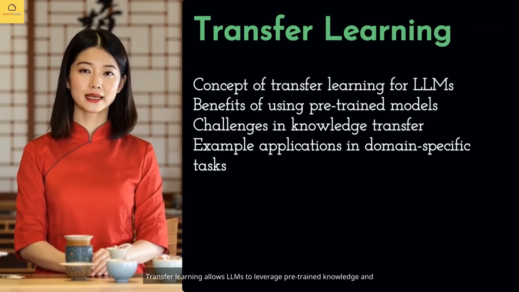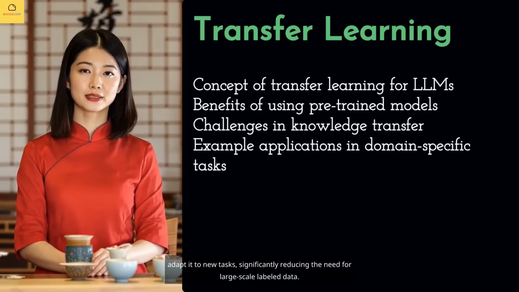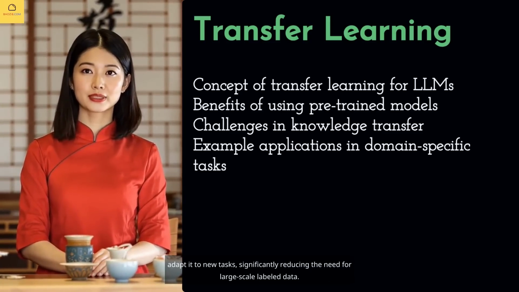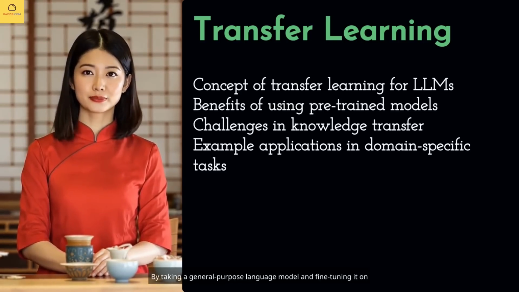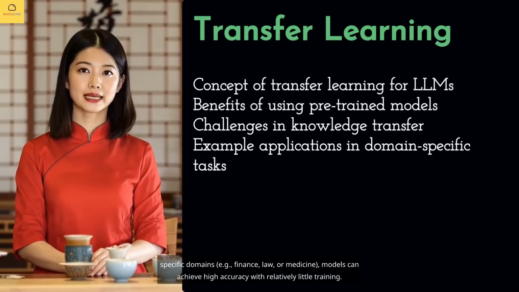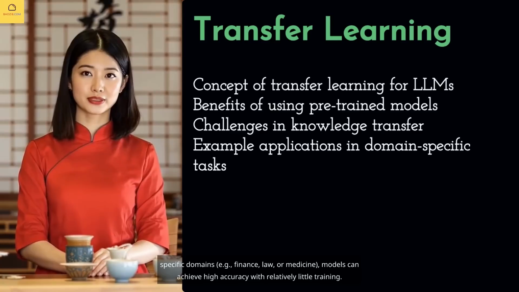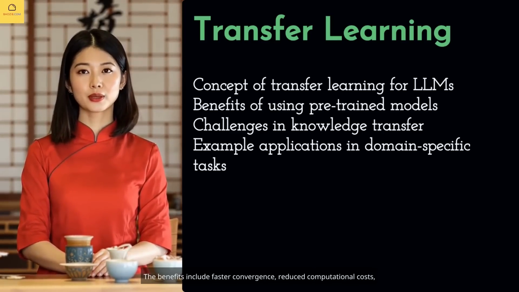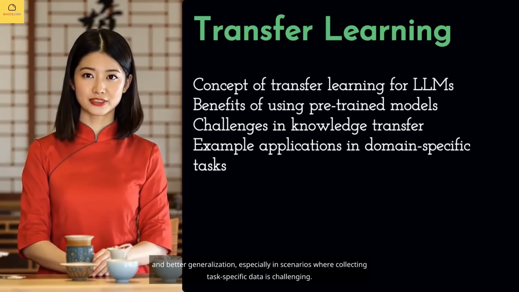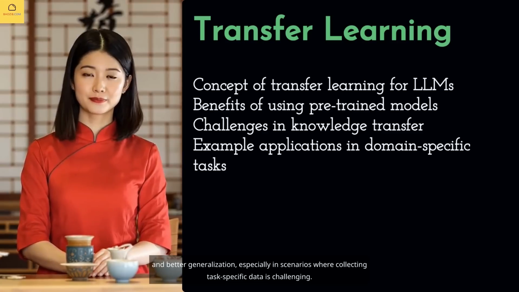Transfer learning allows LLMs to leverage pre-trained knowledge and adapt it to new tasks, significantly reducing the need for large-scale labeled data. By taking a general-purpose language model and fine-tuning it on specific domains, e.g., finance, law, or medicine, models can achieve high accuracy with relatively little training. The benefits include faster convergence, reduced computational costs, and better generalization, especially in scenarios where collecting task-specific data is challenging.